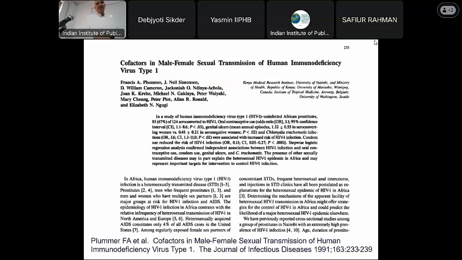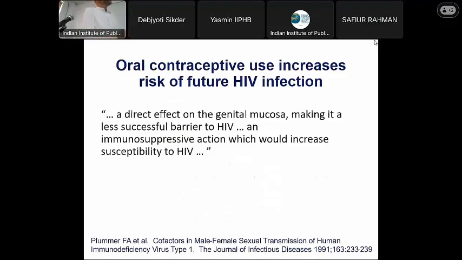I worked for many years on HIV transmission at the School of Hygiene. I opened a journal, and there was a paper on the cofactors in male to female sexual transmission of HIV. And this paper did some nice adjusted analyses and came up with the fact that oral contraceptive use increases risk of future HIV infection. And the explanation was a direct effect on the genital mucosa, making it a less successful barrier to HIV, and an immunosuppressive action which would increase susceptibility to HIV.